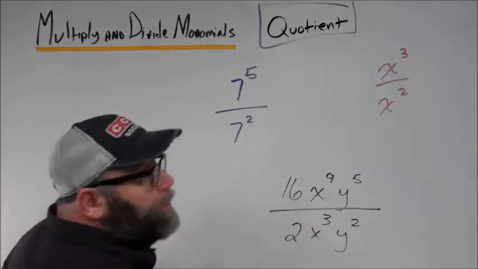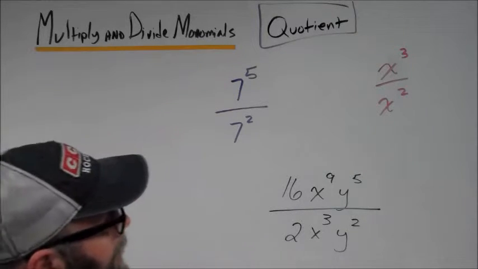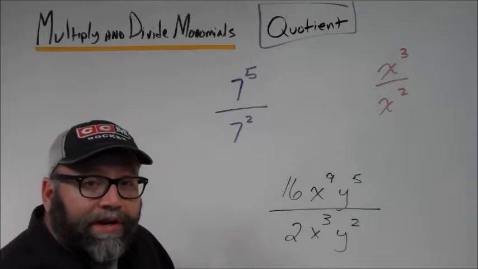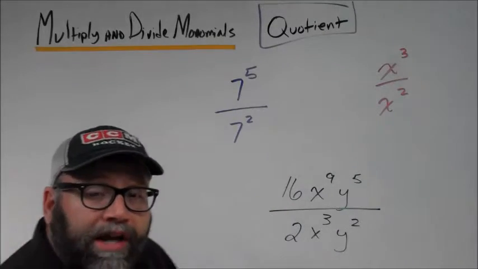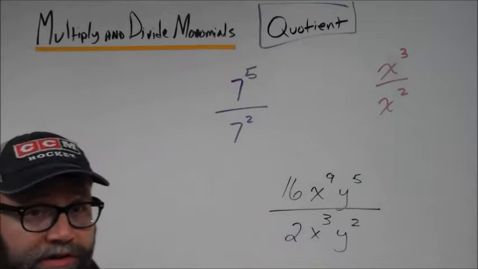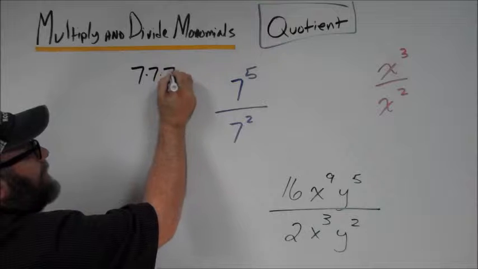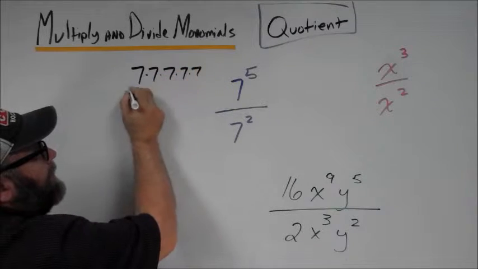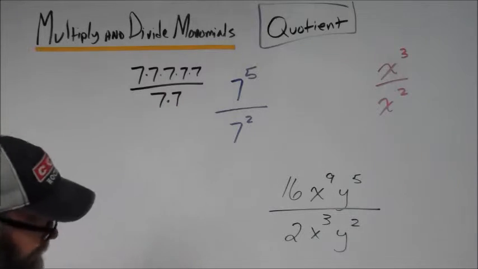Quotient is the answer to a division problem, as you know. And something similar is going to happen here. So let's look at it this way. I've got 7 to the 5th over 7 to the 2nd. Let's write it in expanded form first so we can see what's happening. I've got 7 times 7 times 7 times 7 times 7 divided by 7 times 7.